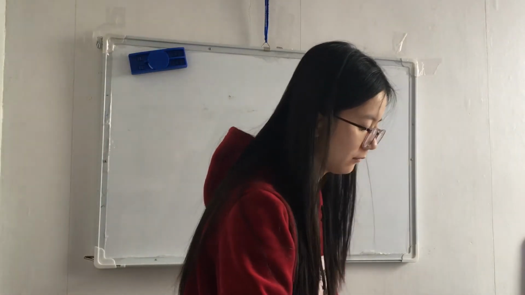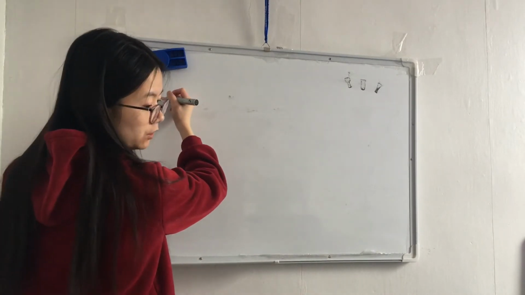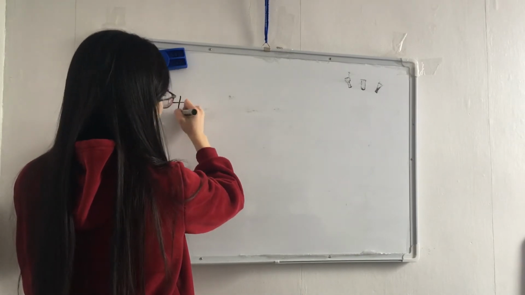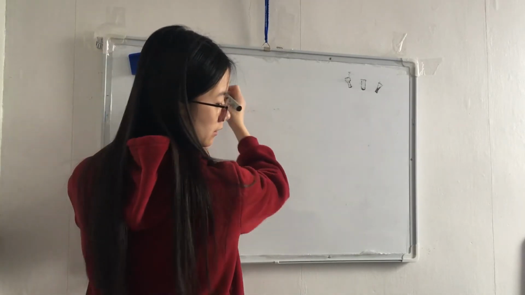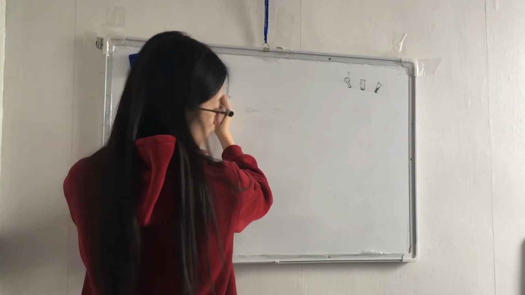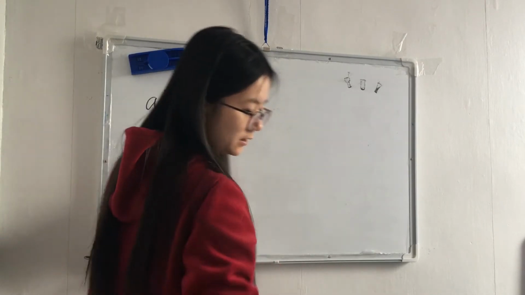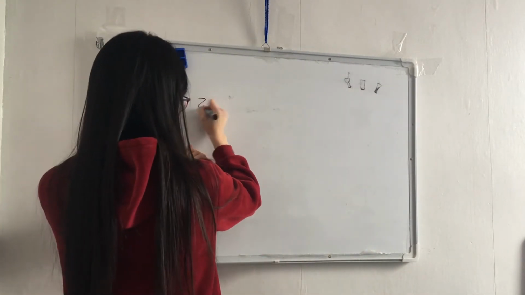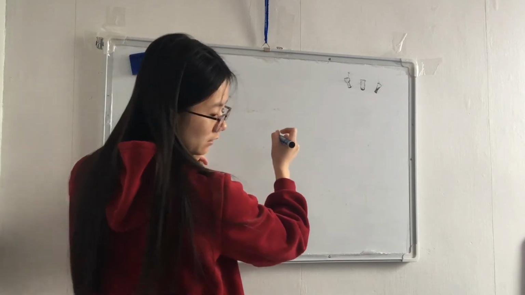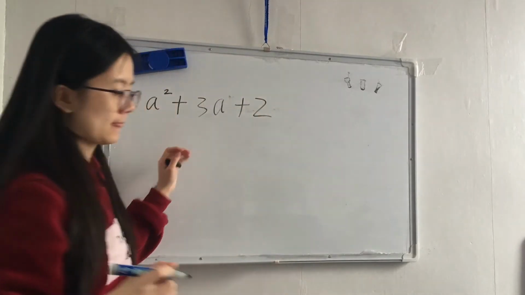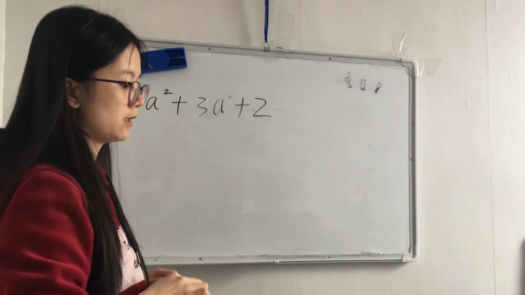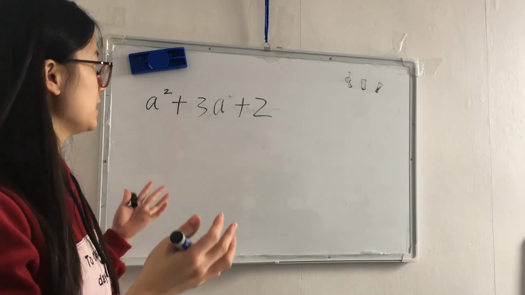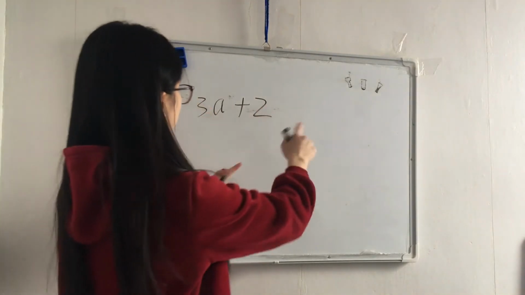Example. I give you a squared plus 3a plus 2. Okay. Then how can we factor this into factor form? We use the strategy that we just learned before.